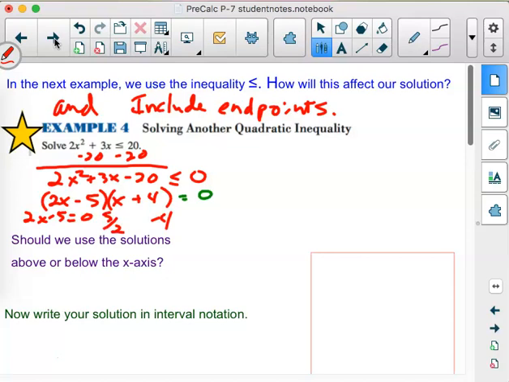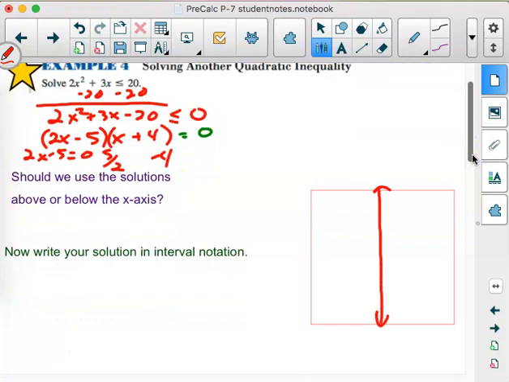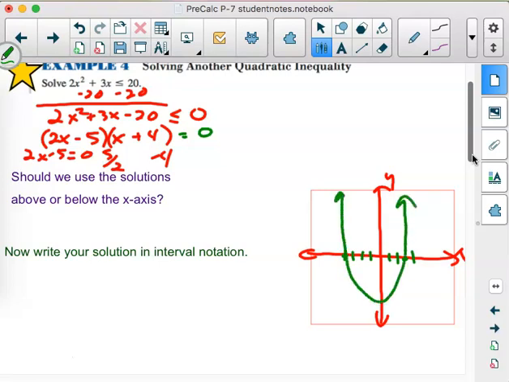Now, if you can get that visual in your noggin, you maybe don't even have to put it into the graphing calculator, because you realize with a positive 2 in front, this is an up-opening parabola, and it's going to cross the x-axis at negative 4 and 5/2. So there's my negative 4, 2.5. Again, it doesn't really matter how far it goes down. That's not what we're interested in. What we're interested in is, when is it equal to the x-axis and below the x-axis?